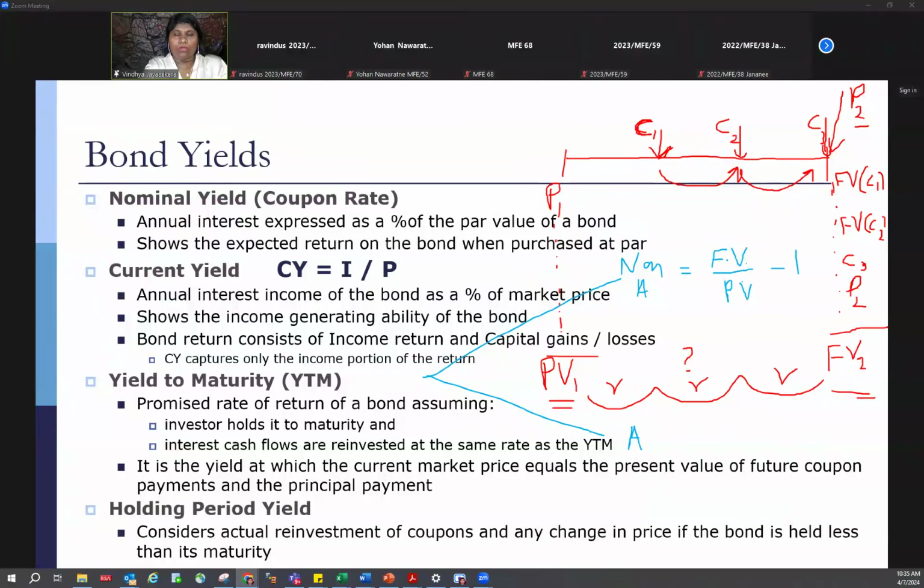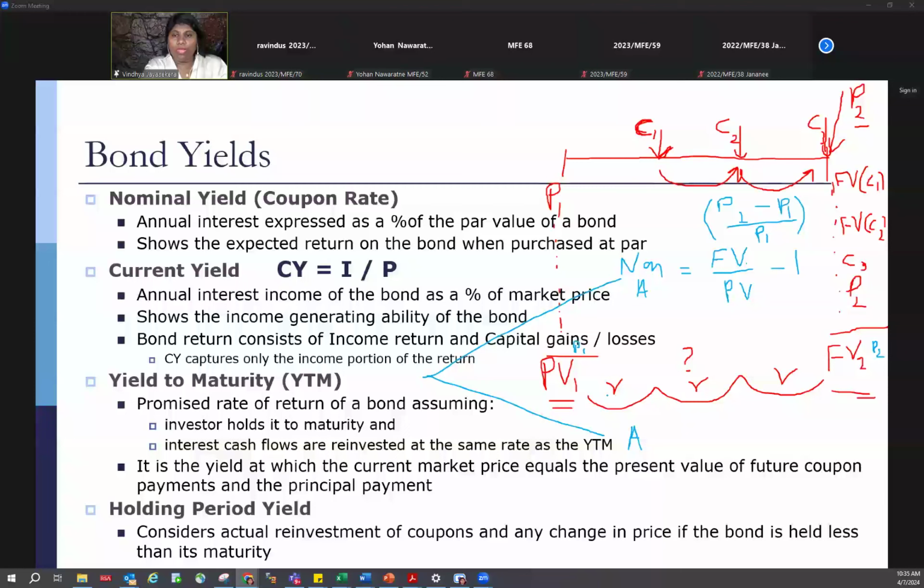P2 minus P1 divided by P1, right? This is P2, P1, and this is P2. It's simply the capital gain, right? On a non-annualized basis, it is simply the capital gain. Okay. Or future value minus present value divided by present value. That is non-annualized return.